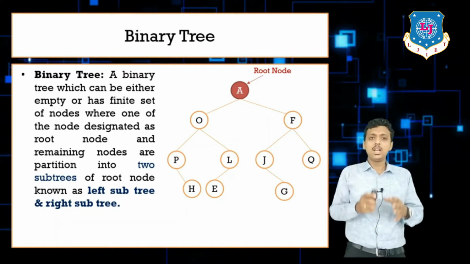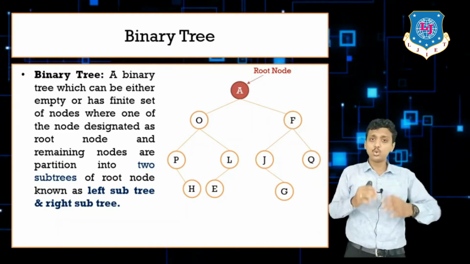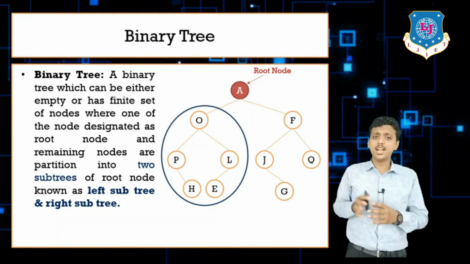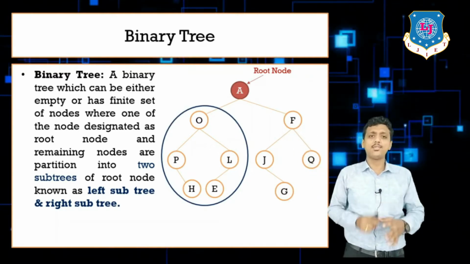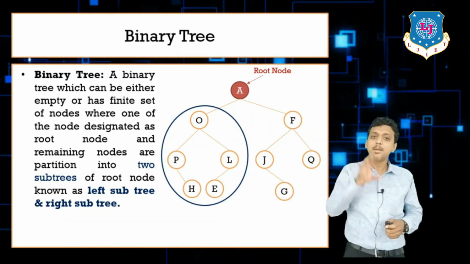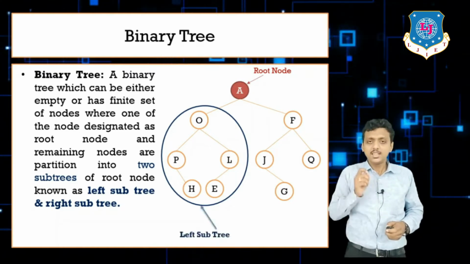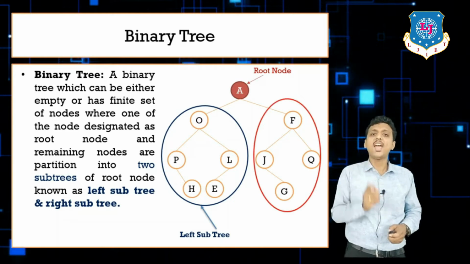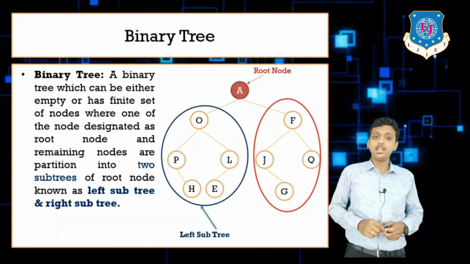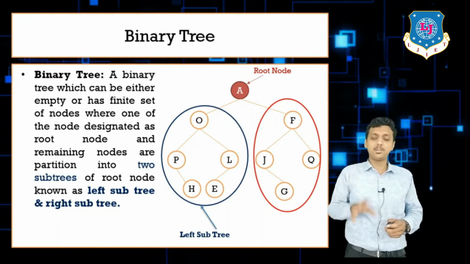Fine. So now here, if you can see in this figure, root node A is there. Now root node A, on the left side, the children of A are O and F. The subtree that starts from O is known as your left subtree, and the subtree with node F is known as your right subtree. So you can divide your tree into a left subtree and a right subtree in two different parts.